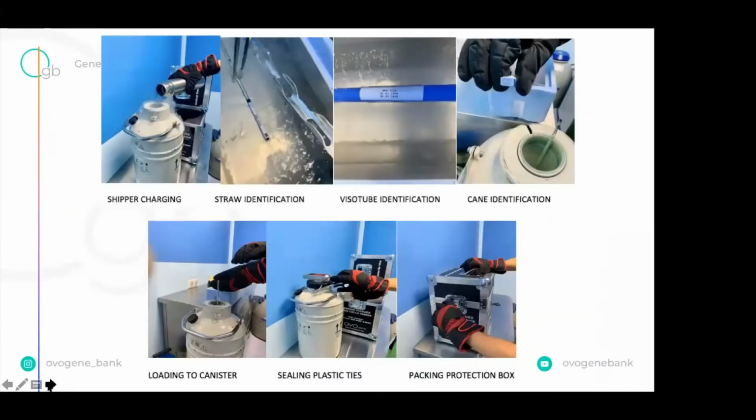So this is the typical process of how we prepare the oocyte shipment. Of course, firstly we charge the shipper. We use a quick charger for the shipper, a high quality one. We identify the straws by the electronic witnessing system, but of course you may not have this witnessing system in your clinic, but finally it will go out from our clinic through the electronic witnessing system. So, cryotop identification, cane identification, then we load the canister, seal with plastic ties, and pack in a protection box, and it will come to you by our hand courier.